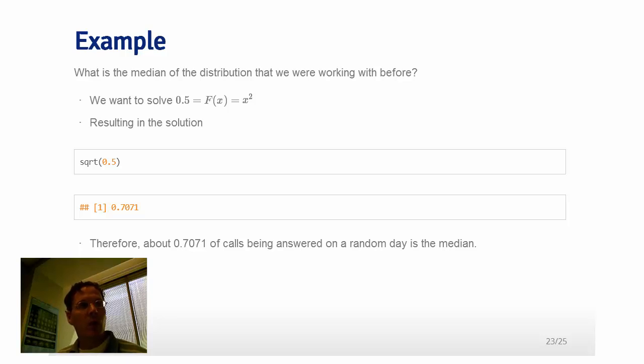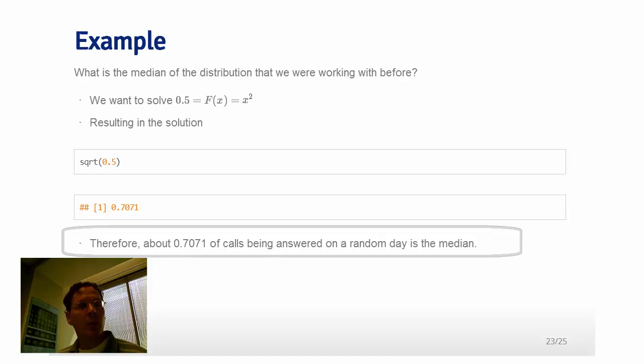In this case, we want to solve 0.5 equals F of x, which is equal to x squared, resulting in the solution square root of 0.5. This is 0.7. So what this means is that on about 50% of the days, 70% of the phone calls or fewer get answered. And on about 50% of the days, about 70% of the phone calls or more get answered.